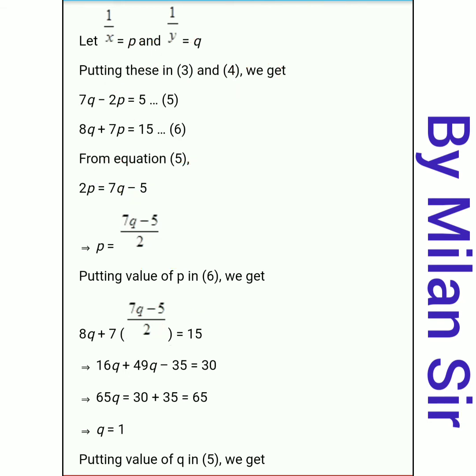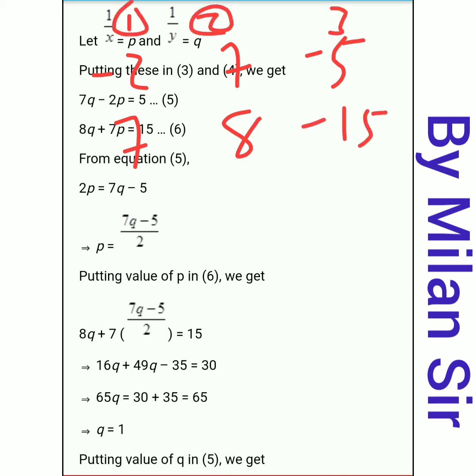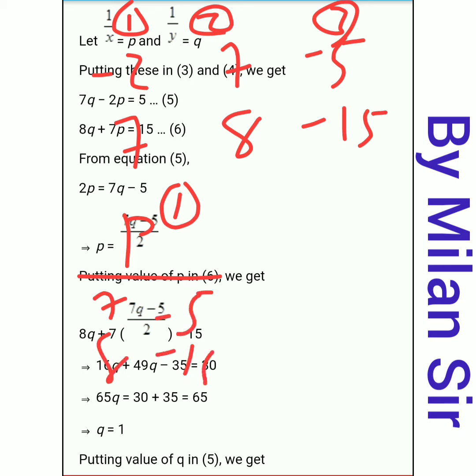So a1 is minus 2, b1 is 7 and here minus 5. Then a2 is 7, b2 is 8, c2 is minus 15. This is our first column, second column and third column. Now here we have variables p and q. So here p, this is our first term. So we need to write second and third column here: 7, 8, minus 5, minus 15.